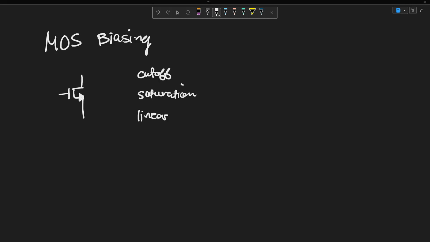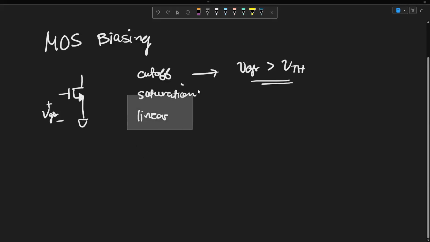For MOS, we start in cutoff, the MOS cap right here, no? And in order to get out of cutoff, the MOS cap must be inverted, no? In the inversion region, which means that the gate to source voltage must be greater than VTH. Basically, VGS is greater than VTH.